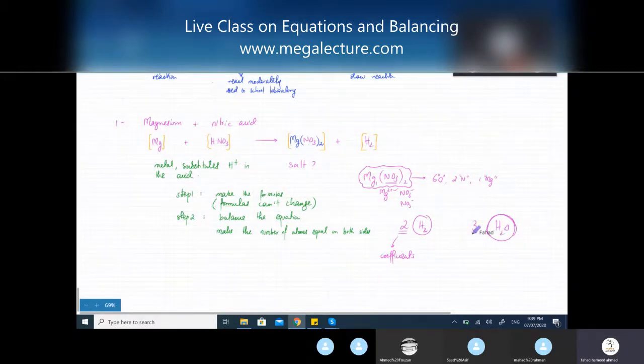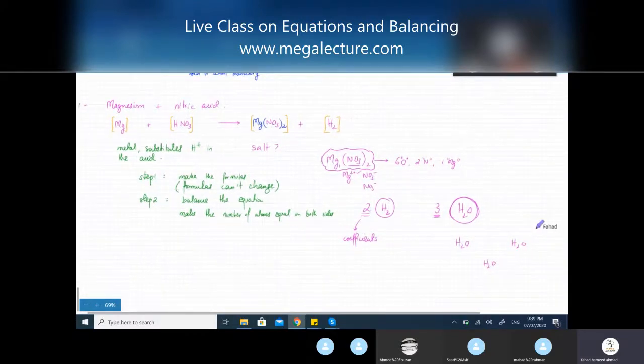So what does this coefficient mean? If there's 3 H2O or 2 H2 molecules, that tells you the quantity of the molecules. If it's 3 written in front of H2O, that means there are 3 separate water molecules. There's a water molecule, there's another water molecule, and there's another water molecule. They don't have anything to do with each other. You have a total of 3 water molecules.